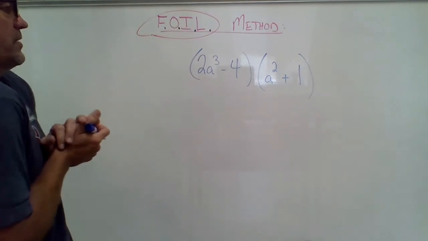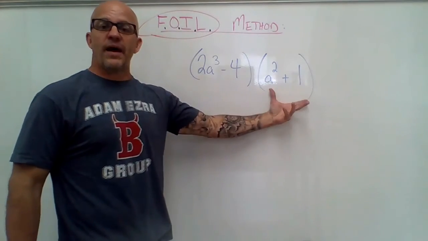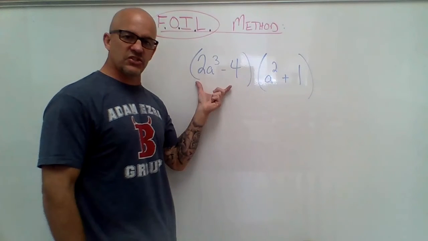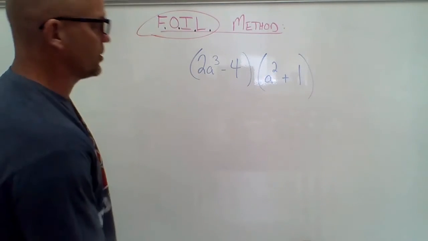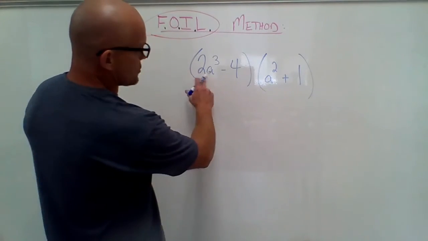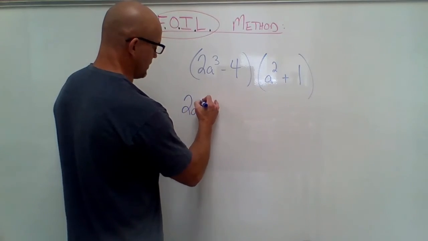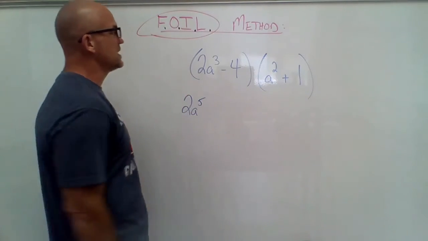Okay, so here we go. We're going to go ahead and, again, realize I'm doing binomial times binomial. Doesn't matter the powers of those a's. This is a two-term thing, which means it's a binomial. Another two-term polynomial, which means it's a binomial. So let's go ahead and do our FOIL method. First terms, 2a cubed times a squared. That gives you 2a to the 5th. Don't forget, multiplying variables with exponents, we add the exponents.